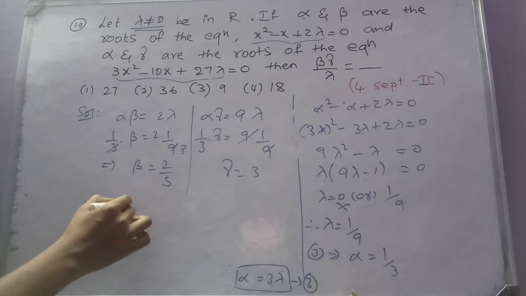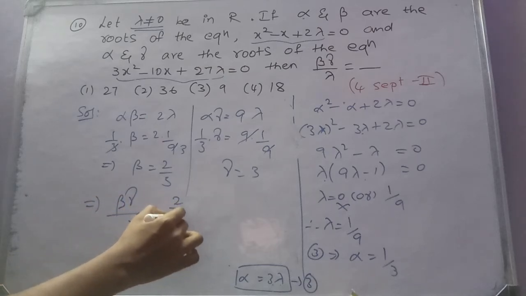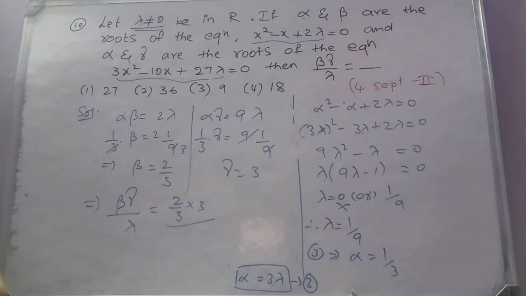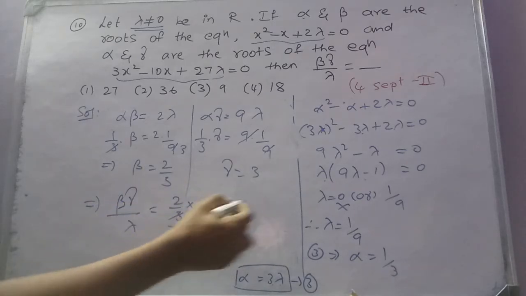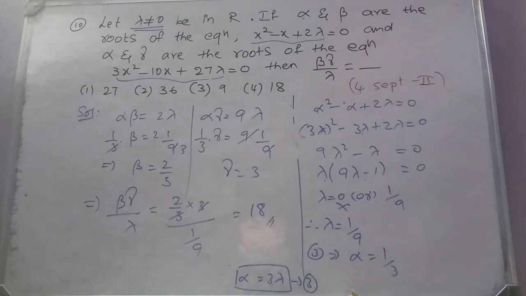So therefore beta gamma by lambda. Beta is 2 by 3 and gamma is 3 and lambda is 1 by 9. So therefore 3 and 3 will get cancelled. So 2 into 9, 18. This is the answer. So where is that option?